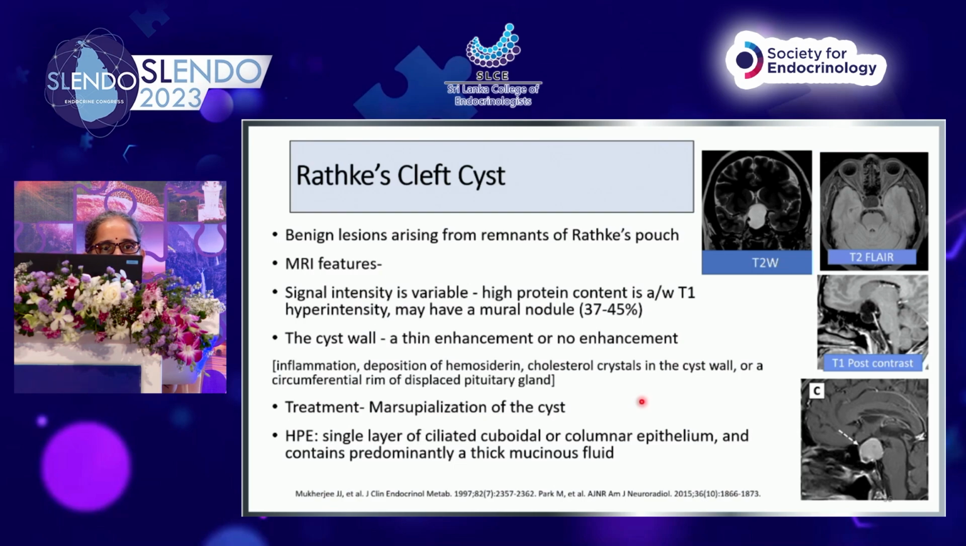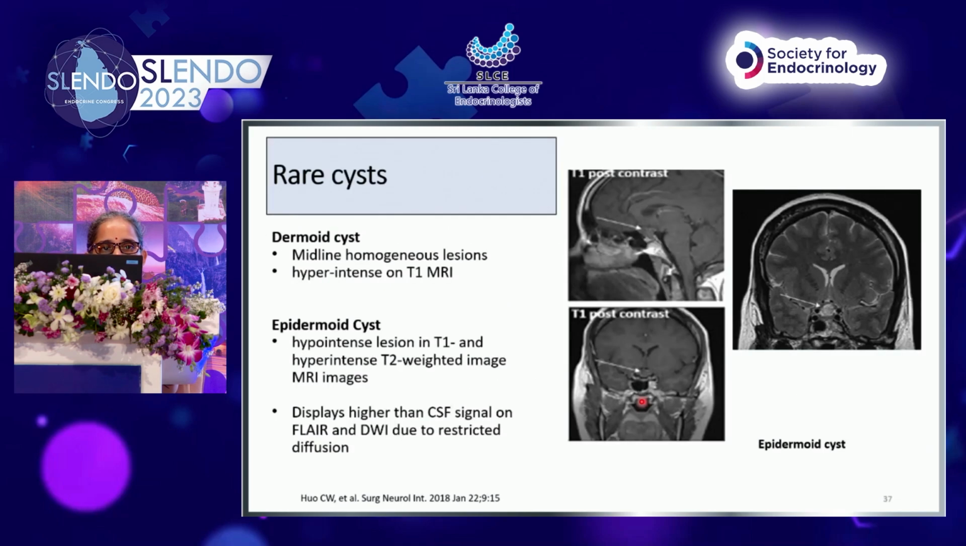Rathke's cleft cysts are benign lesions arising from the Rathke's pouch. Their signal intensity is again variable depending on the protein content of the fluid. A high protein content fluid will be T1 hyperintense, while a low protein content fluid would be T1 hypointense. Treatment is with marsupialization of the cyst.